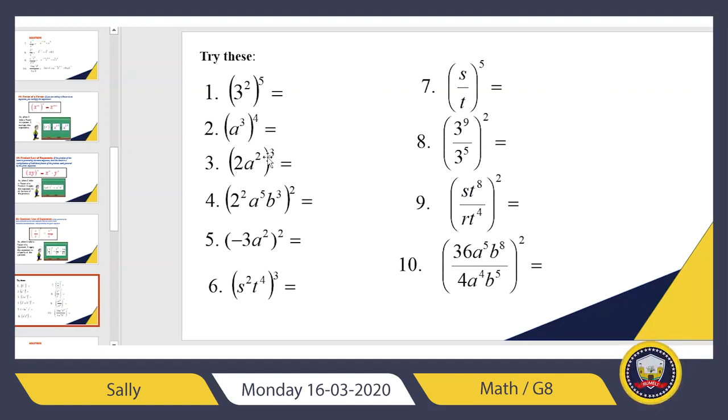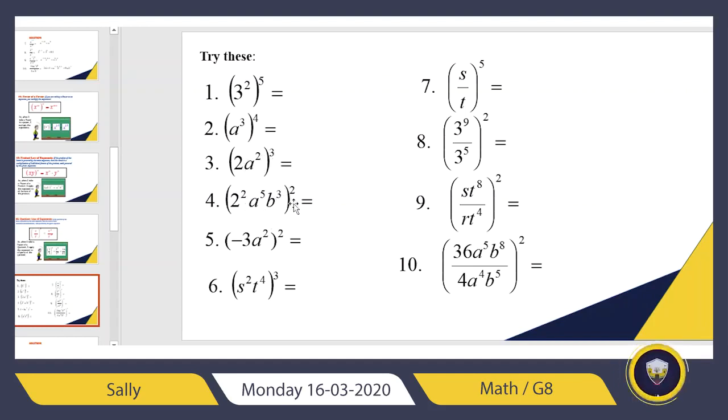Here I have 2A power 2, all to the power of 3. It means 2 to the power of 1. So I will just distribute this 3 over 2 one time and over A power 2 for the second. It means 2 to the power of 3, because 1 times 3 equals 3, 2 to the power of 3, A to the power of 6.